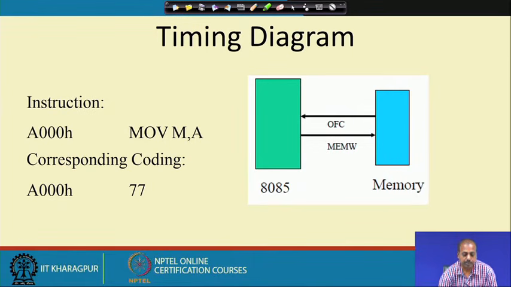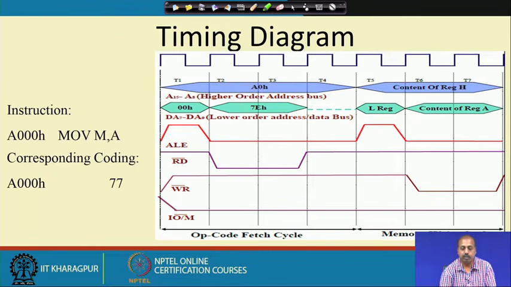The other way, the move M comma A, is another operation where we are trying to use this indirect addressing. Here the content of the accumulator register will be saved onto the memory location pointed to by the HL pair, and the coding for this is 77. That is available from the manual of 8085, that the code for move M comma A is 77 hex. So, how is it done?